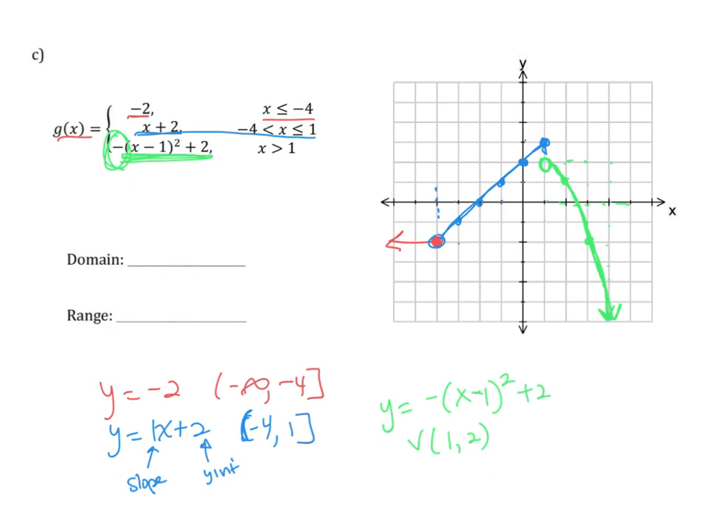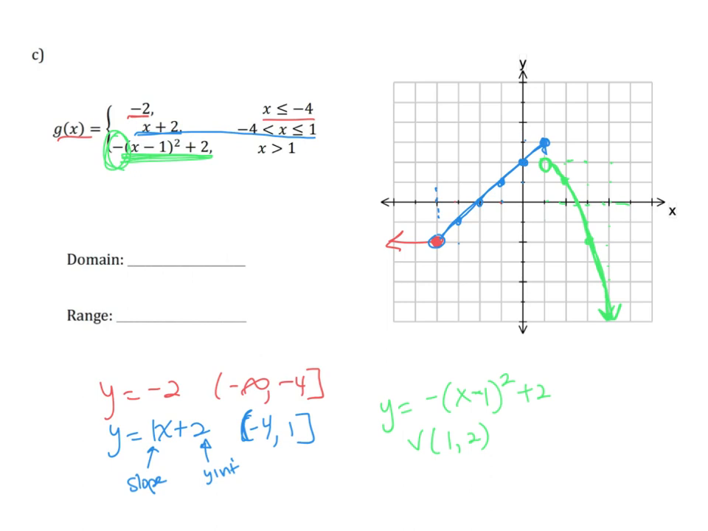So I have negative 2 horizontally from negative infinity to negative 4. Then I have x plus 2, a linear equation that goes through 2 on the y-axis with a positive 1 slope. So it goes up 1, right 1, up 1, right 1, goes through 2 on the y-axis and stops here because it stops at 1, inclusive. Then I jump down here, I'm exclusive, and it goes down infinitely.